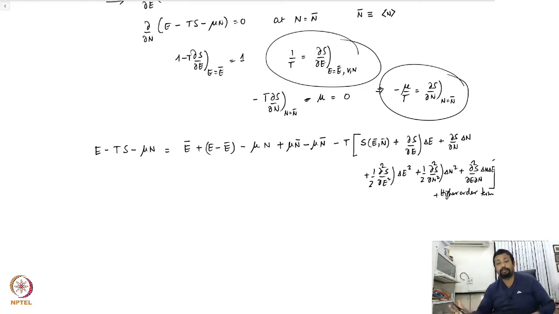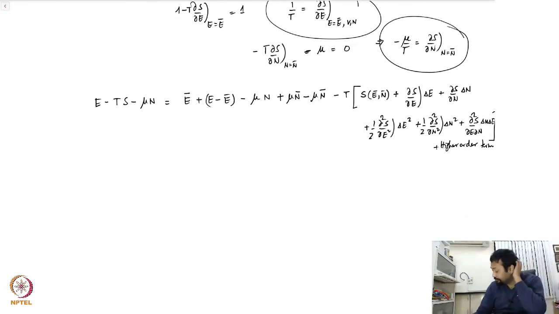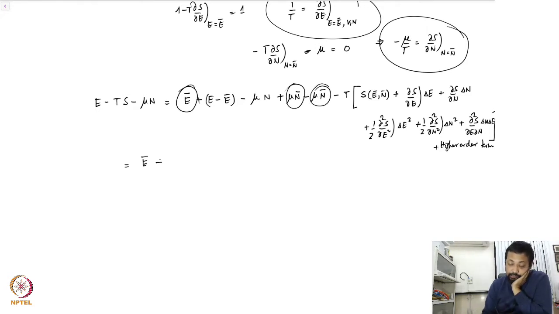So this expansion essentially assumes that delta E is small, since it's exponentially unlikely to find the system in a state other than E bar, N bar, therefore the fluctuations in delta E are extremely small. So this gives you E bar plus mu minus mu N bar, and this quantity we denote as S bar, where S bar is identical to S of E bar, N bar.